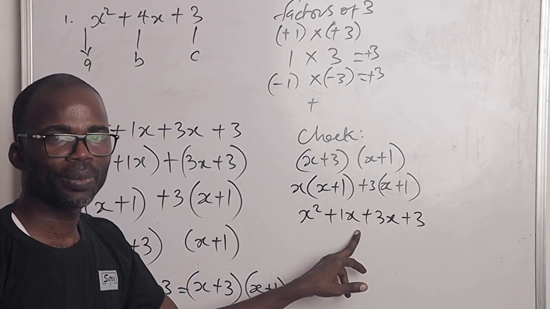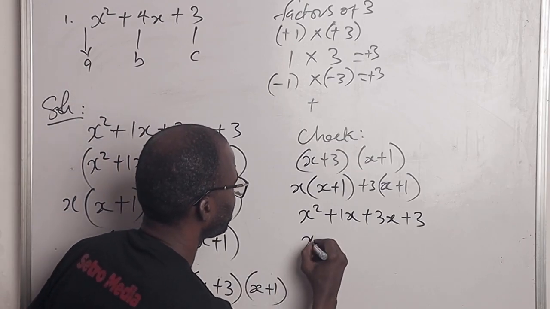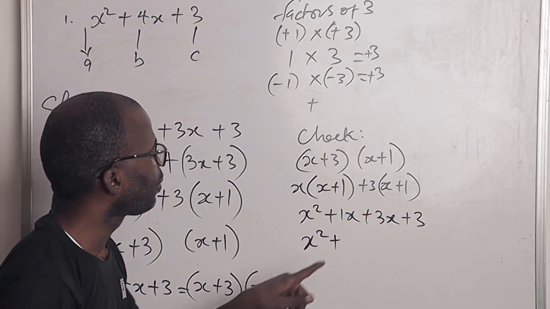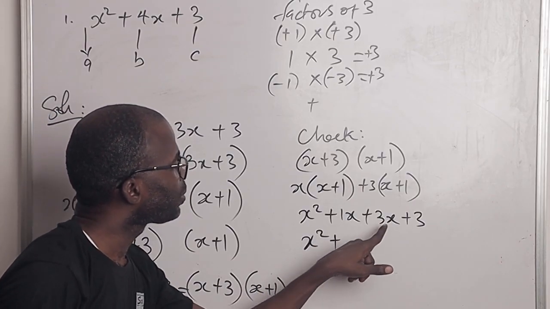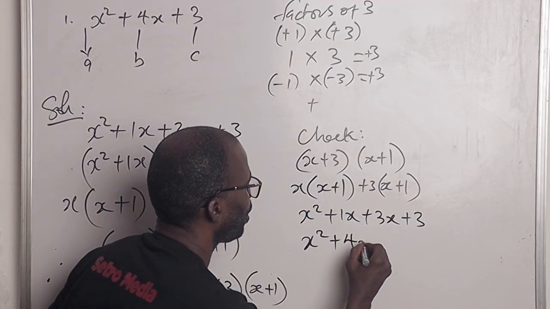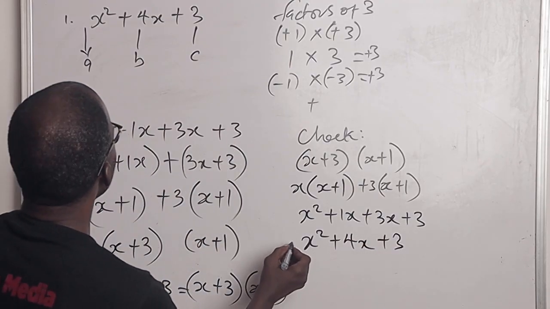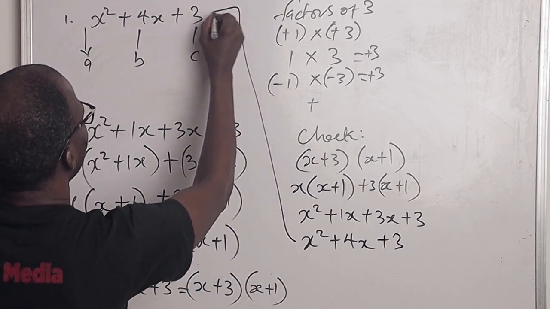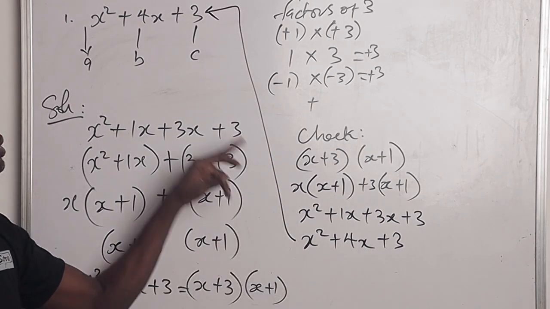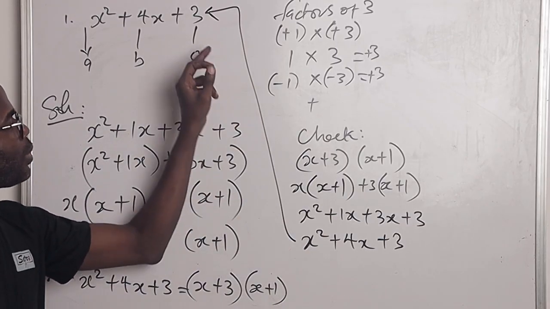Now, look at it. Where did we end up? x squared remains our first value here. 1x plus 3x, what will that give us? 4x. Then plus the constant. Is that not the same as what we have here? So that's how you check if you are correct. x squared plus 4x plus 3.